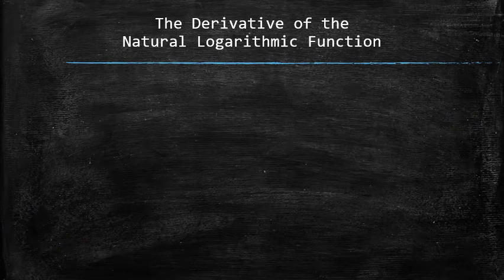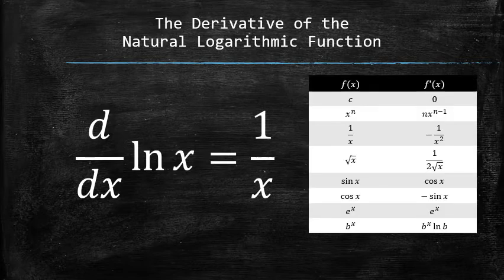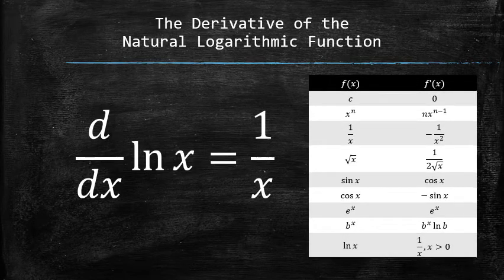So the derivative of the natural logarithmic function is the reciprocal function. We now can add this fact to our table of derivatives. However, since the natural logarithmic function is only defined for positive inputs, we add a remark that its derivative is the reciprocal function only on the domain restricted to positive values.